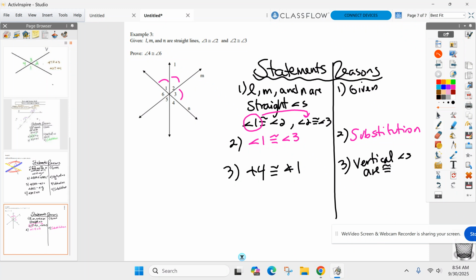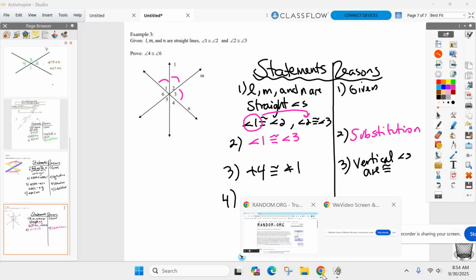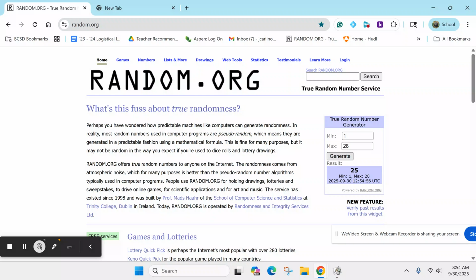I would prefer you do not list every single vertical angle. Your mind's going to explode. So stop right here right now. Go back to step 2 and look at it with step 3. 1's congruent to 3. 4's congruent to 1. Now what two angles have to be congruent? Think about it. 1 and 3 are equal. 4 and 1 are equal. Now which two angles are equal based on those two right there?